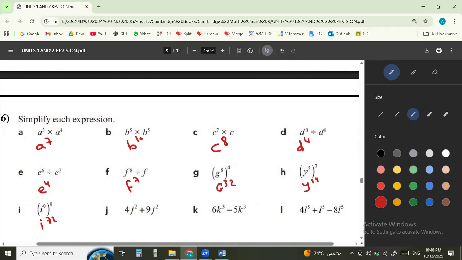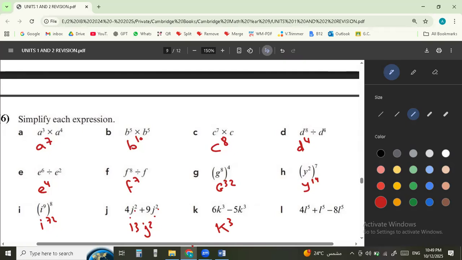If you are adding, first ask yourself, are they like terms? Well, like terms have the same variable and the same power. So they are like terms. I can add the coefficients. Do I add the powers? No, mister, the powers stay the same. Just add the coefficients. 4 plus 9 is 13, so 13j squared. Here, 6 minus 5 is 1k cubed. 4 plus 1 is 5.